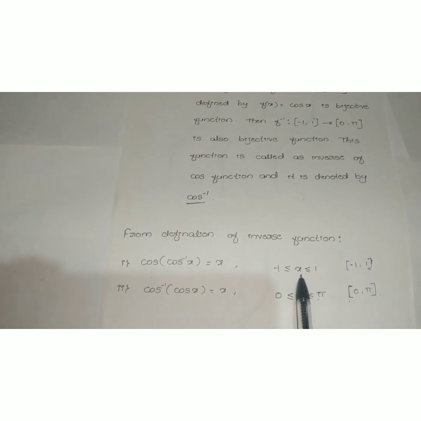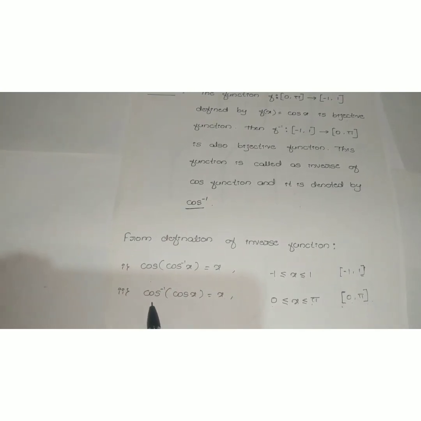From the definition of the inverse function, first note: cos of cos inverse x is x, where x lies between -1 and 1. And the second note: cos inverse of cos x is also x, where x lies in the closed interval 0 to pi. So here the closed interval 0 to pi is the range value of the cos inverse function, and the closed interval -1 to 1 is the range value of the cos function.